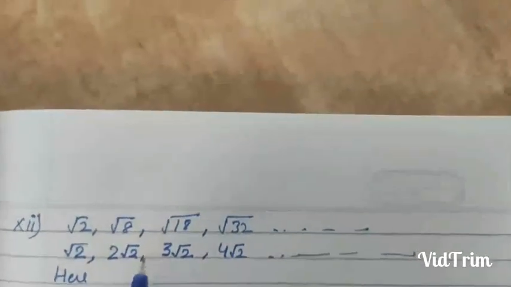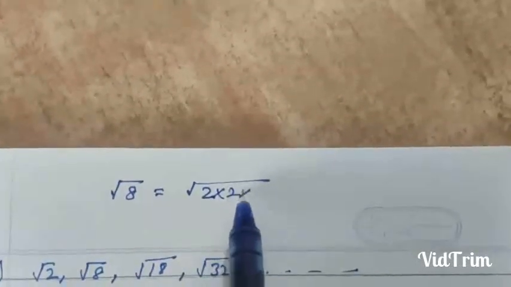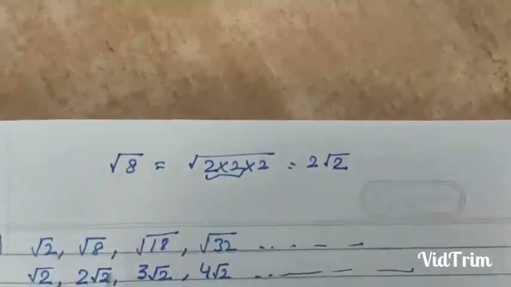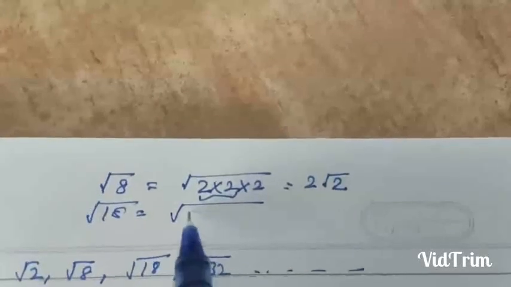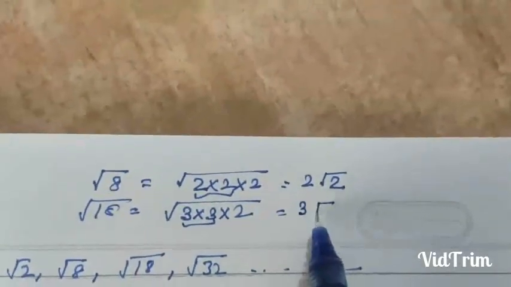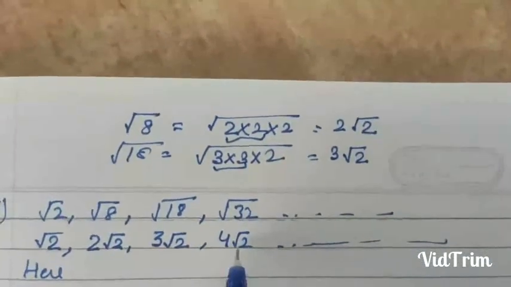Why is this so? You can write root 8 as root of 2 into 2 into 2. Now by pairing you can rewrite this as 2 root 2, and root 18 can be written as root of 3 into 3 into 2, so that this can be written as 3 root 2. Similarly, you can write root 32 as 4 root 2.